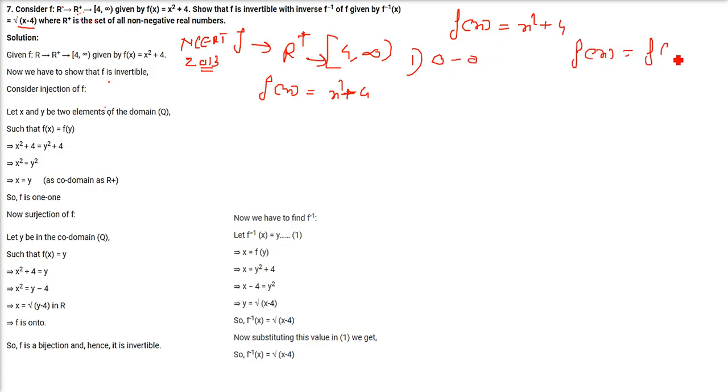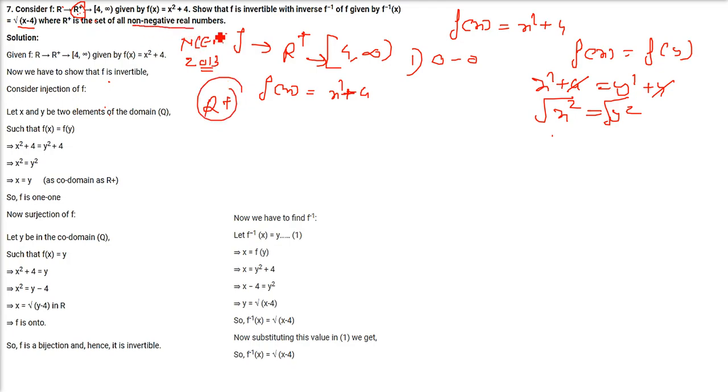Okay. So for one-one, f(x) equals f(y). If f(x) is equal to f(y), x should be equal to y. So x square plus 4 equals y square plus 4, 4 gets cancelled. Now take the under root, that will give you mod x and mod y. So x is equal to y. You could also get the negative value, but since the domain is already R+, non-negative real numbers, there is no option of a negative number. So x is equal to y.